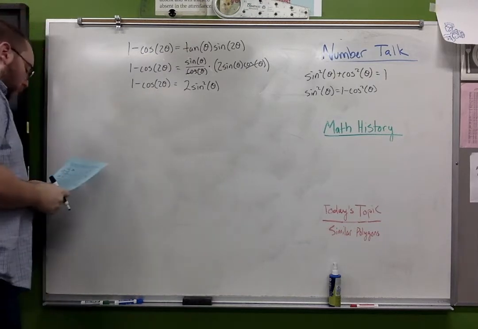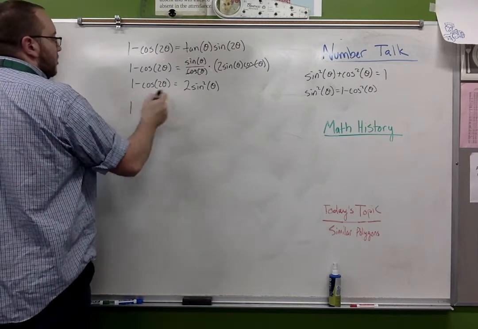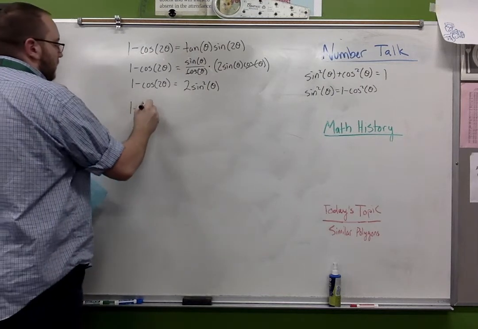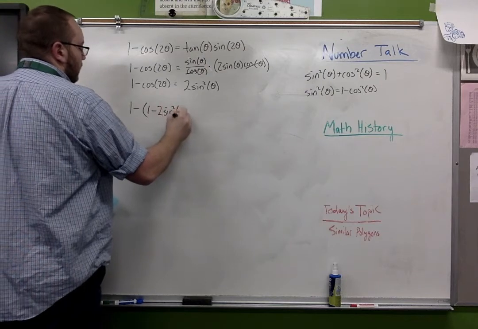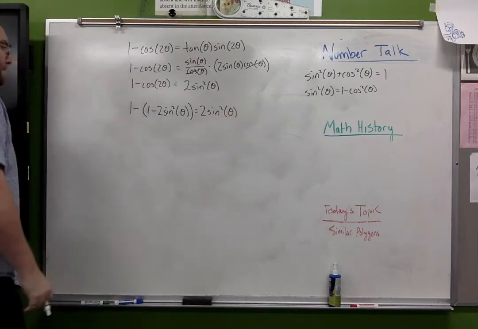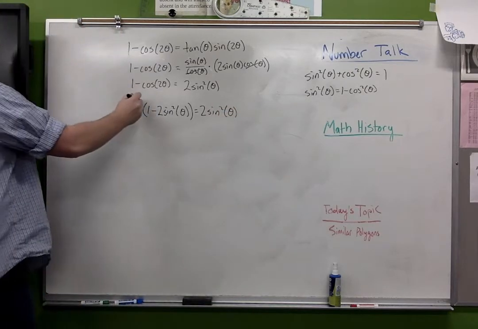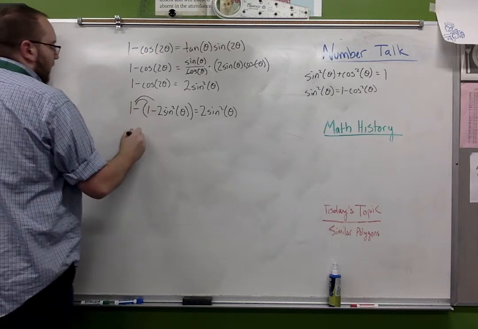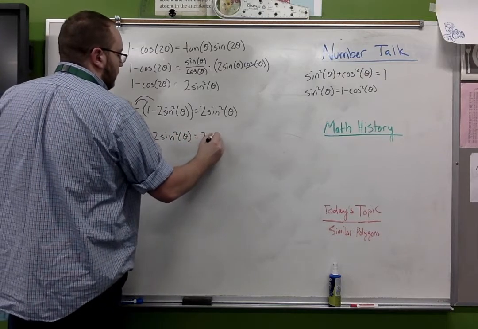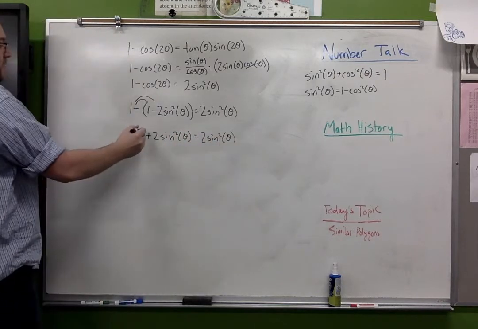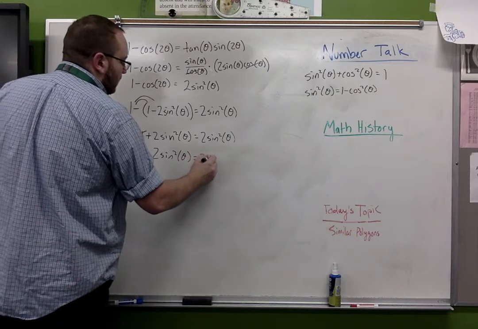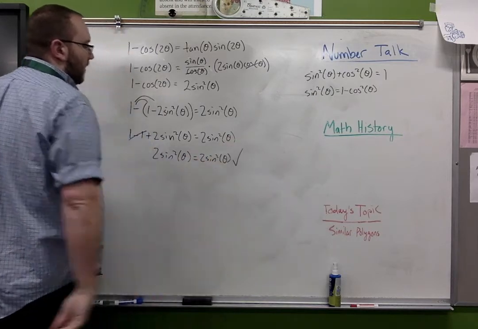Well, cosine of 2 theta has a few forms, right? We want to try to get sines, so I'm going to use the form that has the sine in it, the 1 minus 2 sine squared. Okay, distribute the negative. So I got 1 minus 1 plus 2 sine squared of theta. 1 minus 1 is 0. So 2 sine squared of theta equals 2 sine squared of theta. Verified.